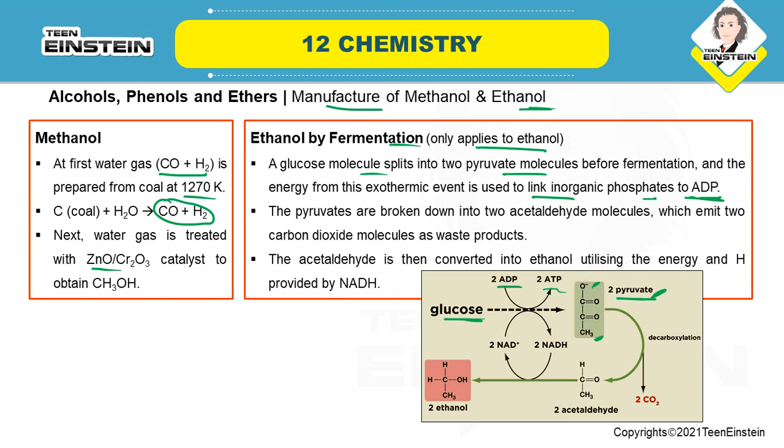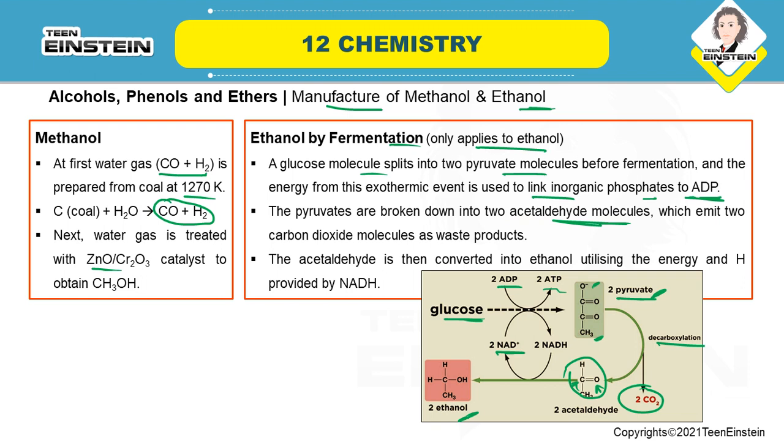The next step is, now the pyruvates are broken down into 2 acetaldehyde molecules, CH3CHO, along with emission of carbon dioxide. Fine. So this is decarboxylation because carbon dioxide is removed. Then this acetaldehyde is converted finally into ethanol. Now see, acetaldehyde converted to ethanol means H is added to this carbon and to this oxygen. So basically it is reduction, and this reduction is done by NADH, and NADH itself is converted to NAD+. That means it is oxidized to NAD+.